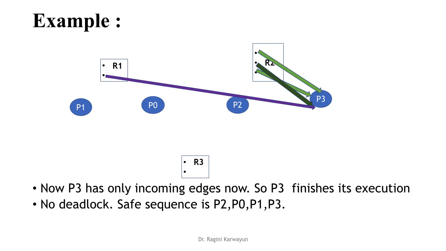So now all the resources are free, and the rest of the 3 processes have already finished their execution. So all the resources that P3 was asking for can now be allocated to P3, so P3 will also be able to finish its execution. There is no deadlock, as you are able to remove all the edges in this graph, and the safe sequence is first P2, followed by P0, then P1 and P3.